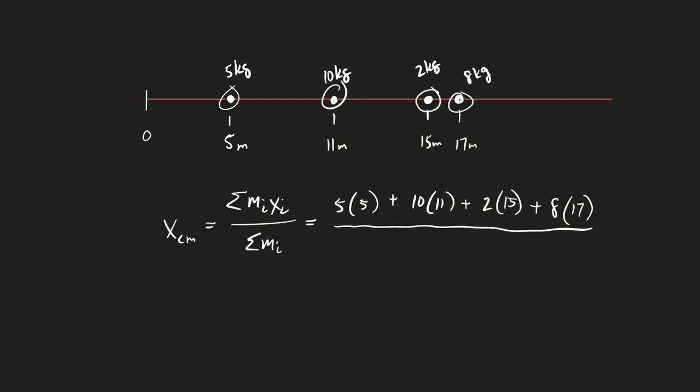Now you have to divide by the sum of the masses. 5 plus 10 plus 2 plus 8. This is how you calculate center of mass. It's not particularly interesting, and it's not particularly hard. This is not really how you'll end up doing it, but this is a good start.